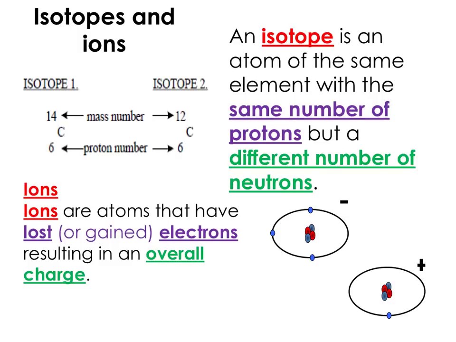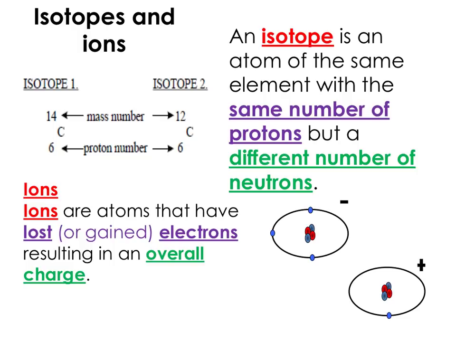isotopes and ions. So an isotope is shown here. We've got 2 versions of carbon here, carbon-14 and carbon-12. Carbon-12 is the stable form of carbon, and carbon-14 is a radioactive isotope. You can tell that the mass number here is different, but the proton number is the same. So an isotope is an atom of the same element with the same number of protons, and that usually gets you the first mark in the exam, but a different number of neutrons, which would get you the second mark.